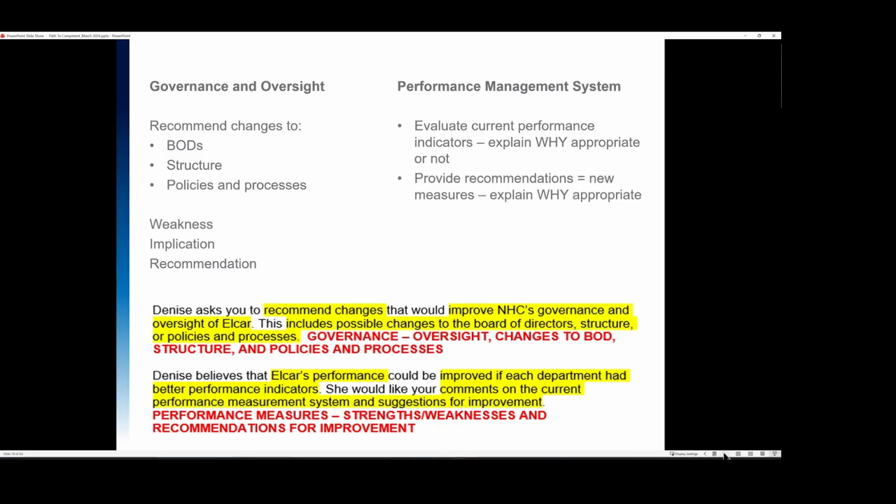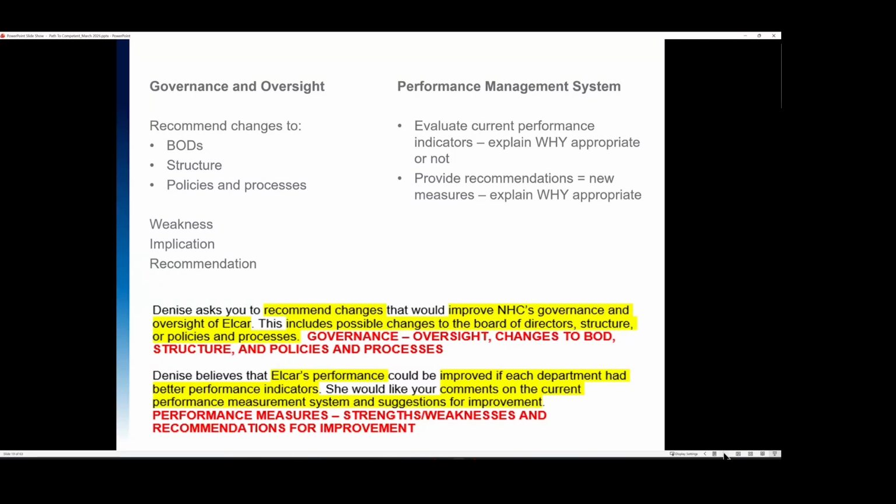Now we're getting close to the end of the requireds. The last two requirements we have to do for the performance management role are that they're asking us to provide recommendations when it comes to governance and oversight. Specifically, they're asking us to provide recommended changes to the board of directors, structure, and policies and processes.